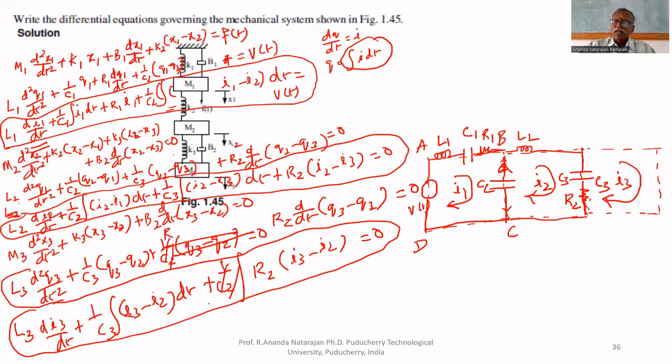Third loop, L3. Through L3, only I3 flows, therefore we have to draw it here. L3. C3 is between I2 and I3, already drawn. R2 is between I3 and I2, already drawn. That's all. So we can close this. This is the electrical analogous system of the mechanical system.